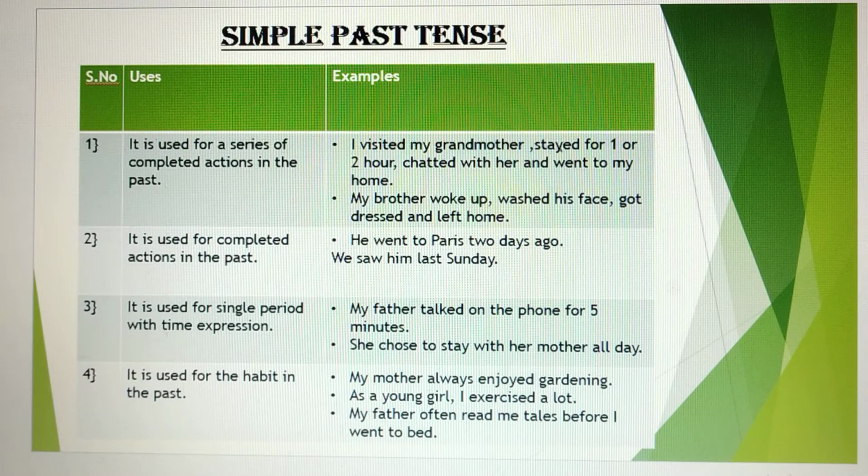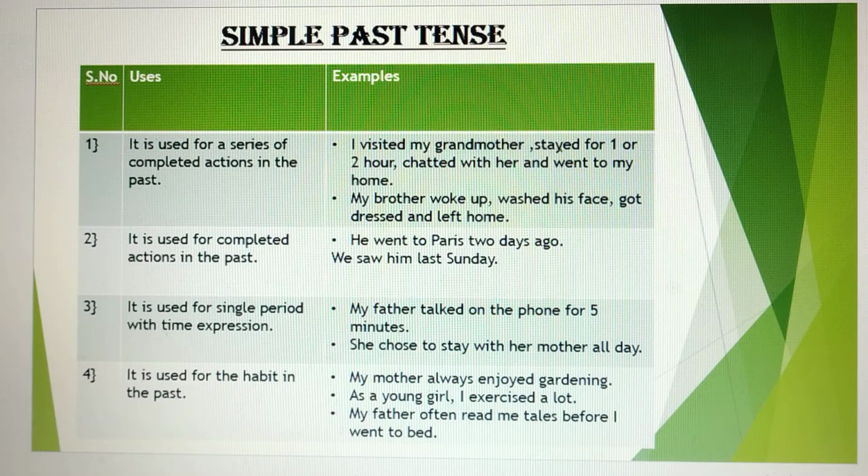Also, for example, he went to Paris 2 days ago. Then we saw him last Sunday. It is also used for a single period with time expression. My father talked on the phone for 5 minutes. Second example, she chose to stay with her mother all day. Time expression, see, 5 minutes, all day. Okay. Last one is that we use it for the habit in the past.